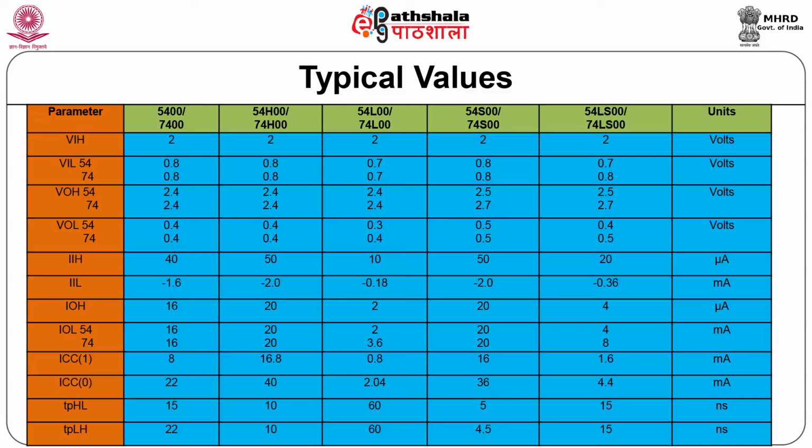IIH values are 40 microampere for 7-4 series, 50 microampere for 7-4H, 10 microampere for 7-4L, 50 microampere for 7-4S, 20 microampere for 7-4LS. IIL is minus 1.6 for 7-4 series, minus 2 for 7-4H, minus 0.18 for 7-4L, minus 2 for 7-4S, minus 0.36 for 7-4LS. It is expressed in milliamperes.